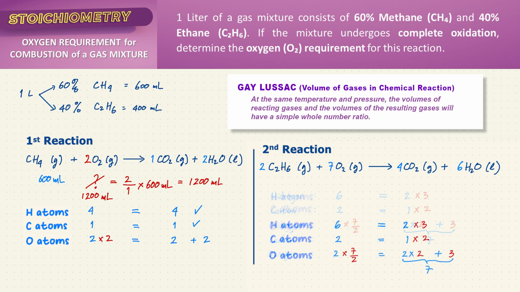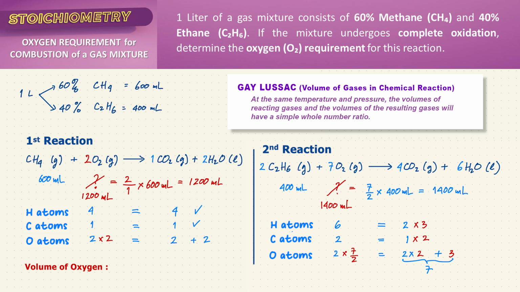Next, we will input the volume of ethane, which is 400 milliliters, and calculate the volume of oxygen being required. We calculate the volume of oxygen by 7 divided by 2 and multiply by 400 milliliters, which results in 1400 milliliters. Therefore, the total volume of oxygen needed is 1200 milliliters and 1400 milliliters, or 2.6 liters of pure oxygen O2. That concludes the stoichiometry discussion for today.